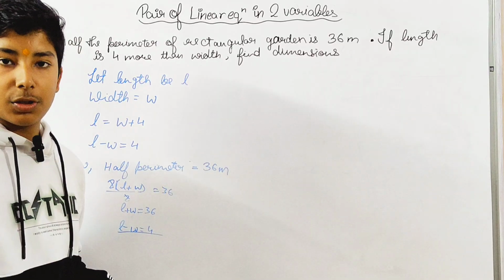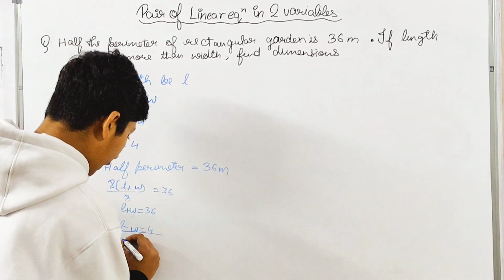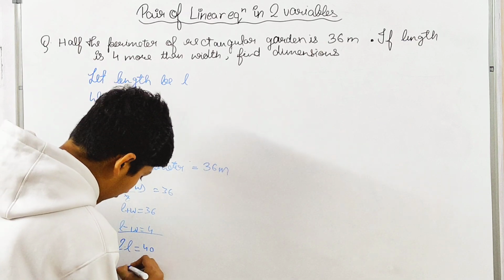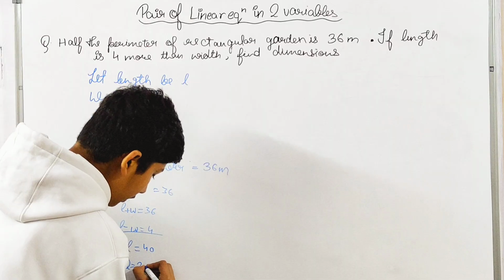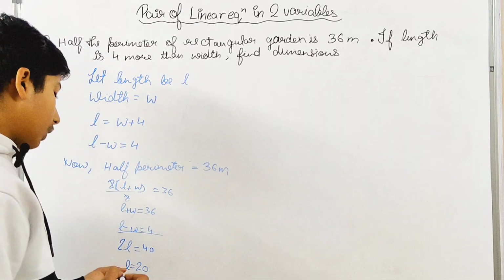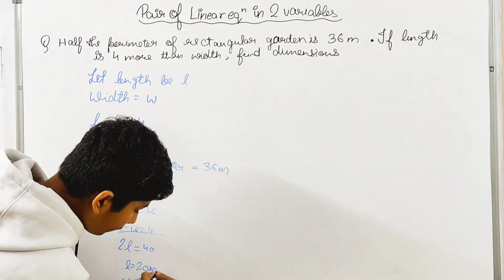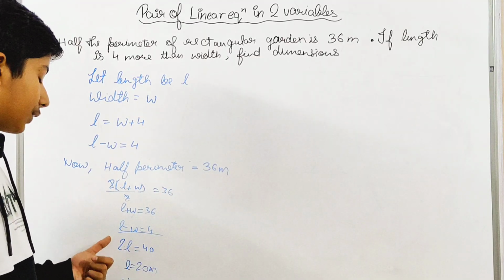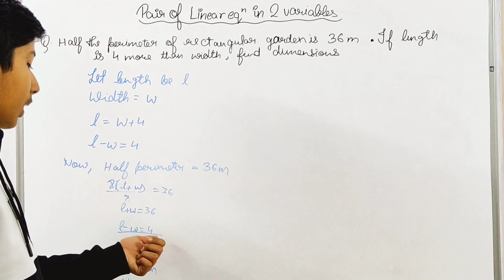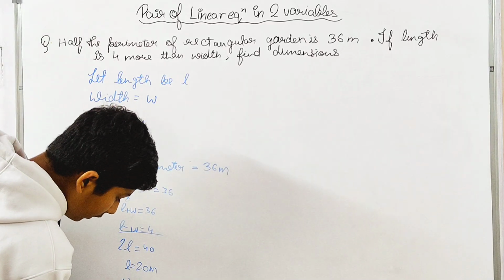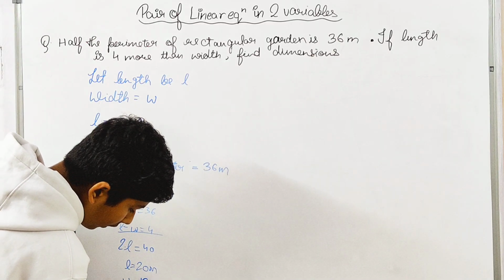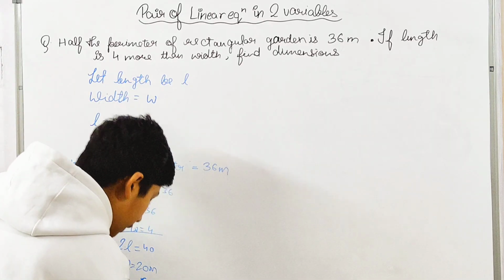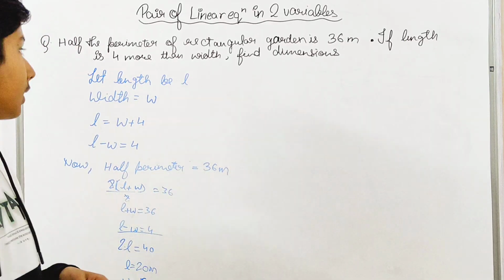So when we solve this by elimination, you get 2L equals to 40, L equals to 20. So length is 20 meter. So 20 minus W equals to 4. So 20 minus 4 will be W, which is 16 meters. I hope this question is clear to you.